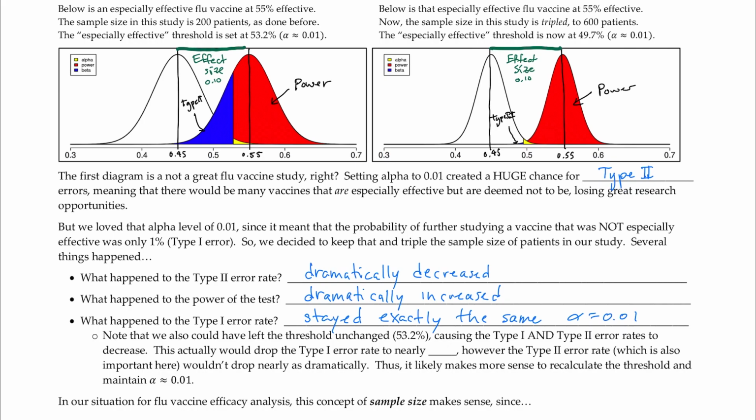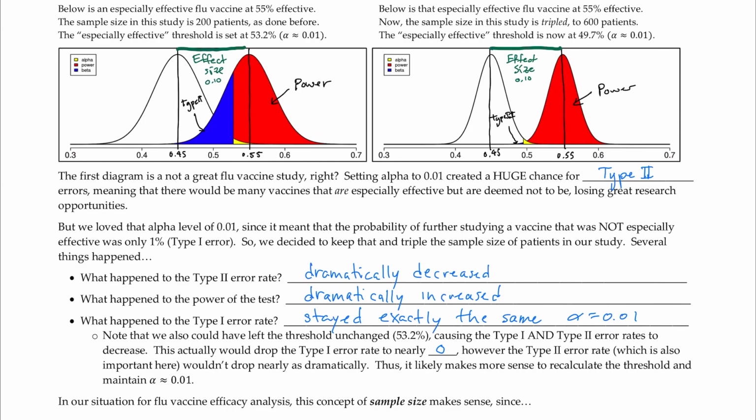Note that we could have left the threshold unchanged, the 53.2%, and caused the type 1 and type 2 errors to decrease. This would drop the type 1 error rate to nearly 0. However, the type 2 error rate, which is important here, that's not something we want to ignore, would not drop nearly as dramatically. So thus it makes more sense to recalculate the threshold and maintain the 1% as our alpha level.